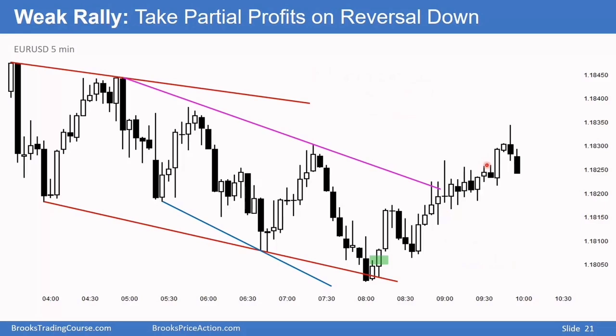Is this a strong bull trend? No. Look at all the bars with very prominent tails and small bodies, and bad follow through after this bull breakout. We could not get a strong bull breakout here. We have a decent bull breakout here, but a reversal down here.